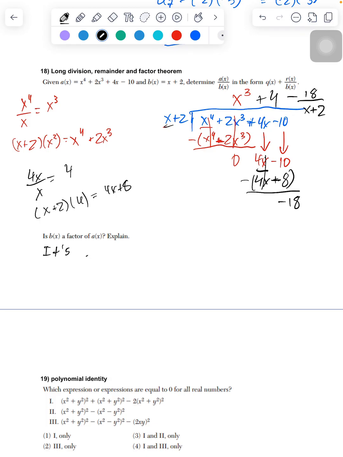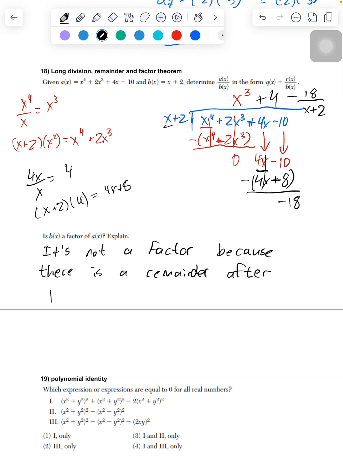It's not a factor because there is a remainder after polynomial long division. All right.